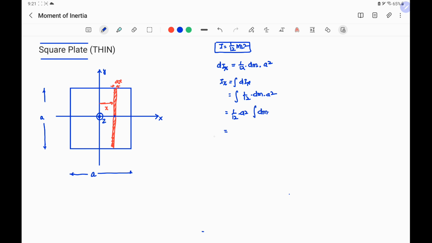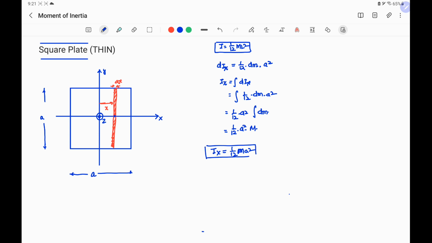Because we are integrating over the whole square plate, on adding the elementary masses of the elementary rods, we will have the total mass of the square plate. So it is 1 by 12 into a square into capital M. Therefore, the moment of inertia of the square plate about the axis which is through the center and in the plane of the square plate, this Ix, will be 1 by 12 M a square.